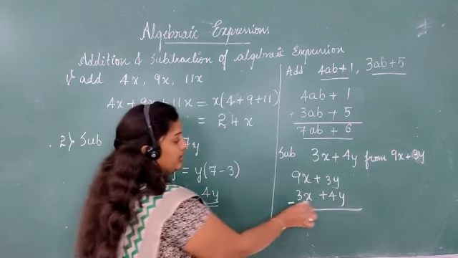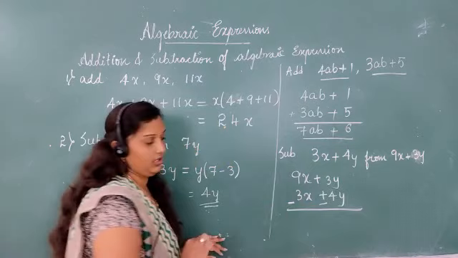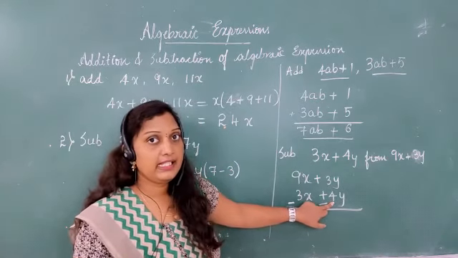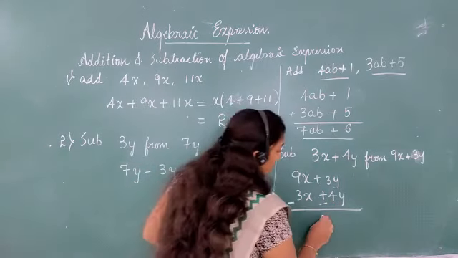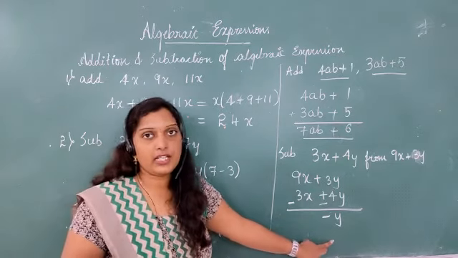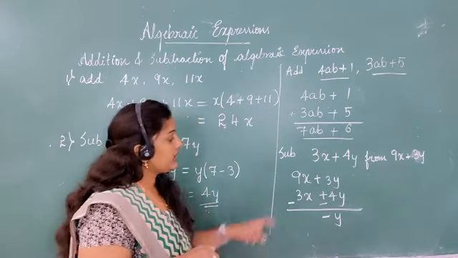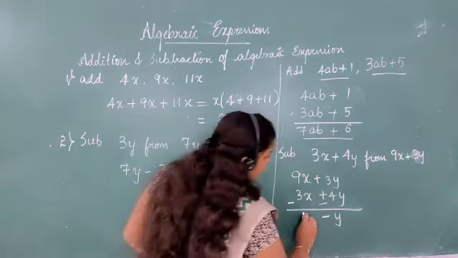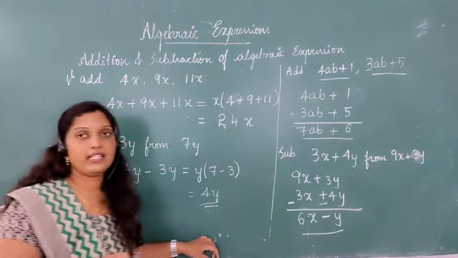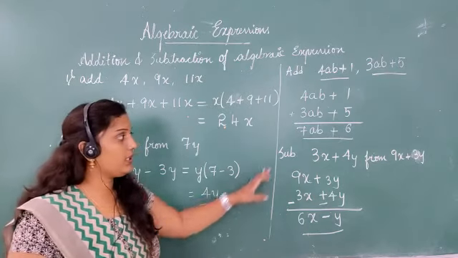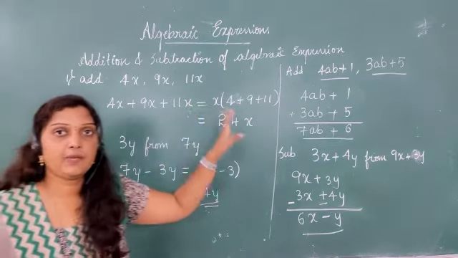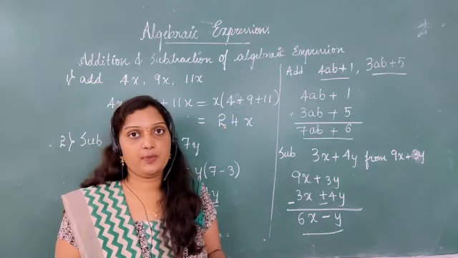So here the sign changes, here also the sign changes. Okay. So 3y minus 4y is negative y, right? Minus y, minus 1y will come. You can just write it as minus y. Next, 9 minus 3 is 6, 6x. So the answer is 6x minus y. This is how you do the subtraction. Okay. So this is all about addition and subtraction of algebraic expressions.